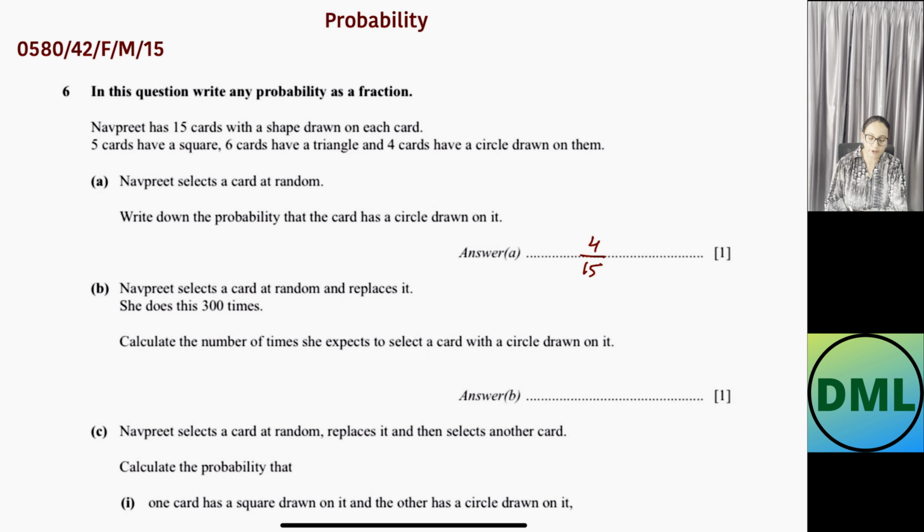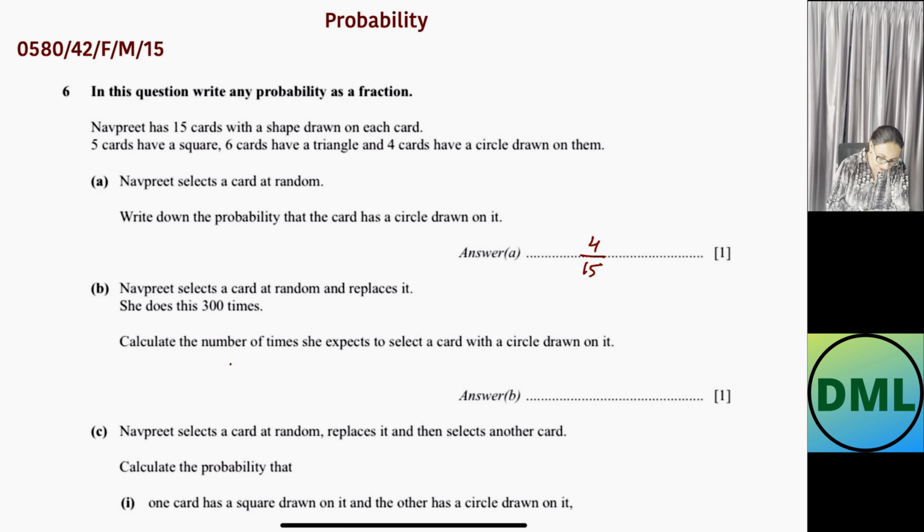Let's see the second question here. Navpreet selects a card at random and replaces it. She does this 300 times. Calculate the number of times she expects to select a card with a circle drawn on it. We have just found out the probability of selecting a card which has a circle drawn on it. She does this 300 times, so I need to multiply this probability by 300.